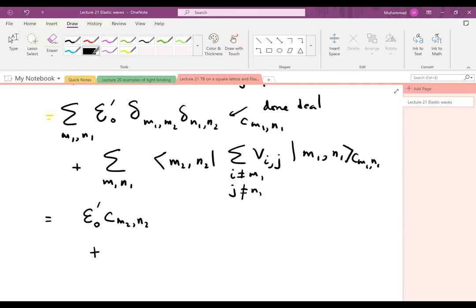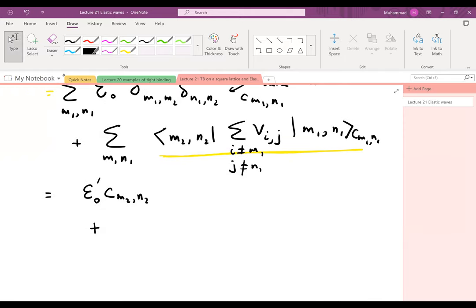Now let's look at this term here. If my M2 is equal to M1 and my N2 is equal to N1, this means that I'm finding out the expectation value of all the potential energies. Since I'm also summing over M1 and N1, I'm finding out the sum of the expectation value of all the potential energies which arise from all the nuclei but the one particular nucleus, which is the M1, N1 nucleus, because I is not the same as M1 and J is not the same as N1. So what this results in is an offset term, as we've seen in multiple examples.